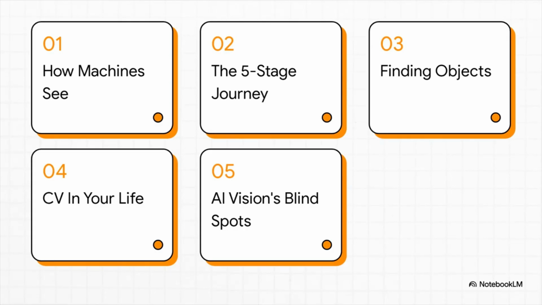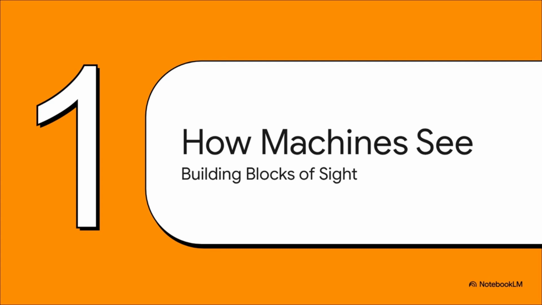So here's our game plan for today. First up, we're going to break down the basic building blocks of digital sight. Then, we'll follow an image on its 5-stage journey, all the way from raw data to a recognized object. After that, we'll look at how this tech is already a huge part of your life, and we'll wrap up by looking at the really critical challenges and, yeah, the blind spots of AI vision. All right, let's dive into the fundamentals.